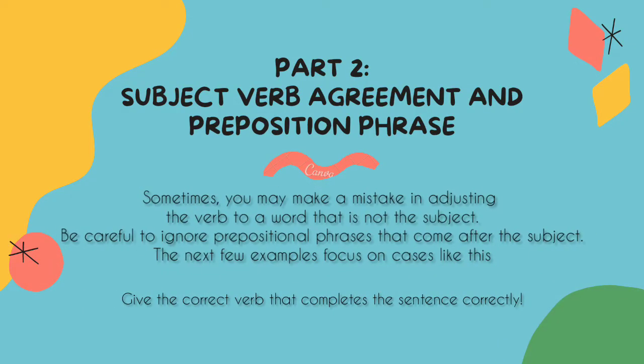Subject-verb agreement and prepositional phrases. Sometimes you may make a mistake by adjusting the verb to a word that is not the subject. Be careful to ignore prepositional phrases that come after the subject. The next few examples focus on cases like this. Give the correct verb that completes the sentence correctly.